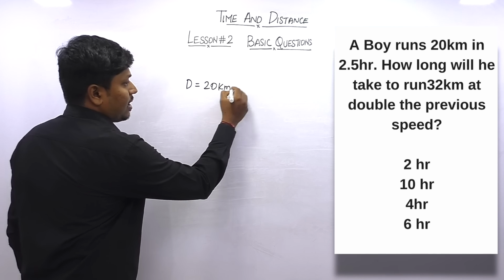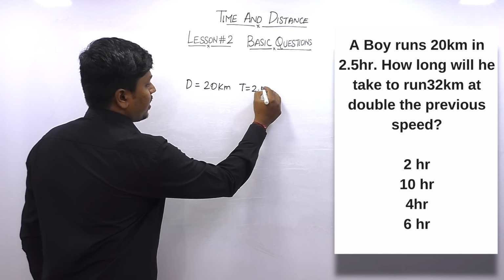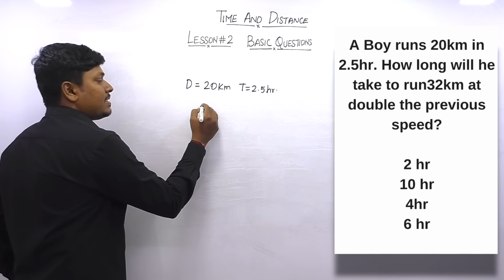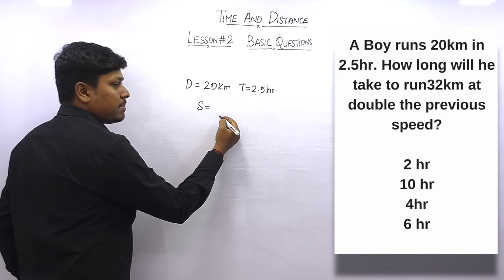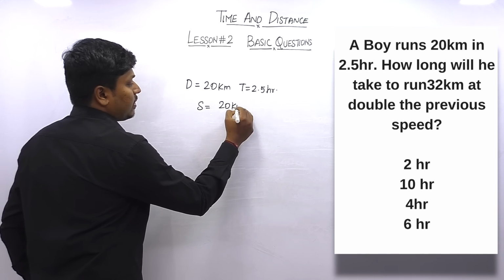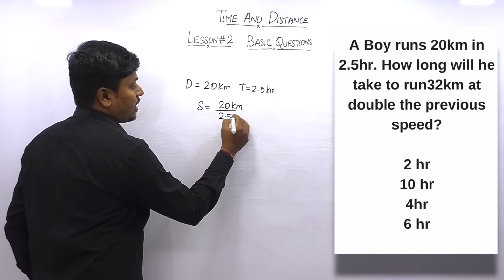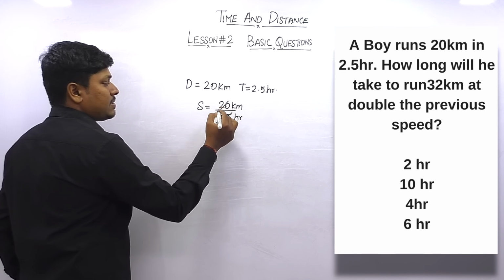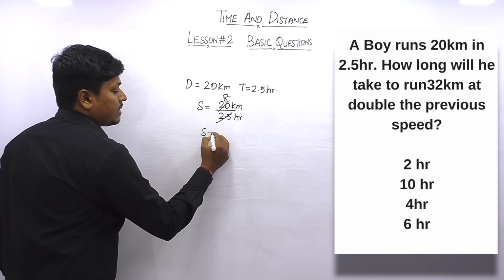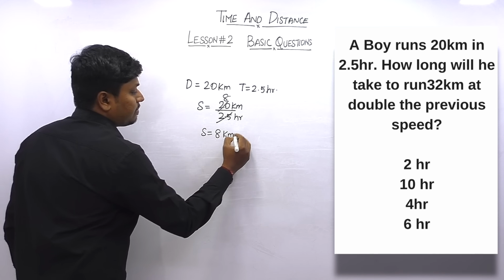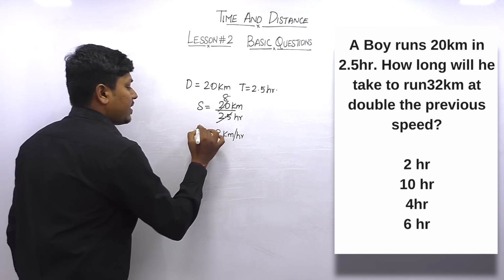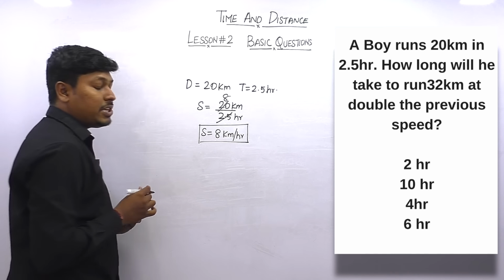20 kilometers. And also time is given, which is 2.5 hours. So let me find the speed initially. Speed equals distance by time. So distance will be 20 kilometers and the time will be 2.5 hours. Once you cancel this, this will be 8 times. So we can say that speed will be 8 kilometers per hour. So finally we have found the boy's speed is 8 km per hour.